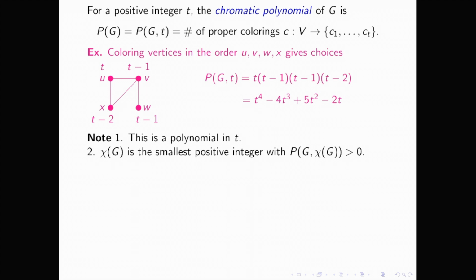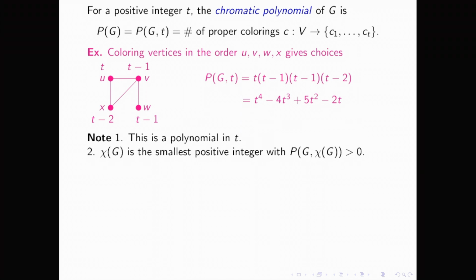What will happen if I plug in a number smaller than chi of G? Well, again, chi of G is the minimum number of colors. So if I'm taking a smaller number of colors, there is no proper coloring with that number of colors because it's smaller than chi of G. And so if I plug such a number in, when P tries to count, it won't find any and it'll spit back zero.